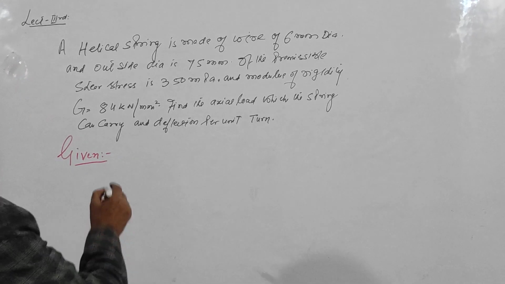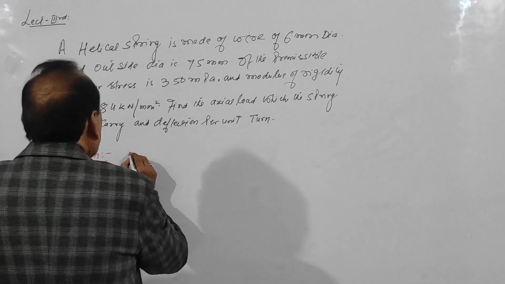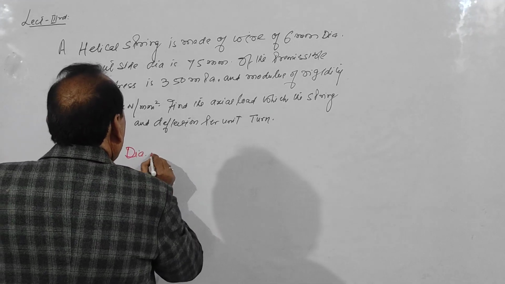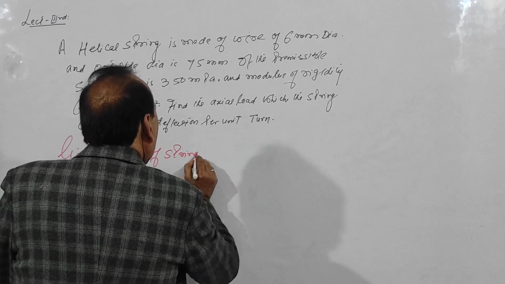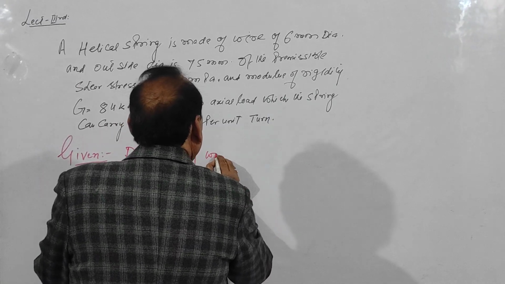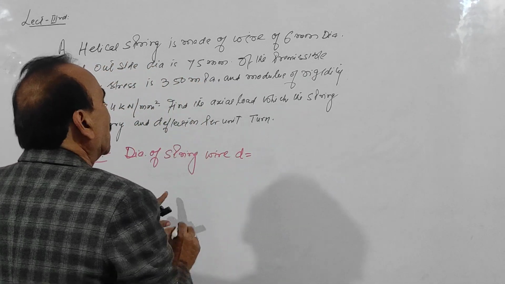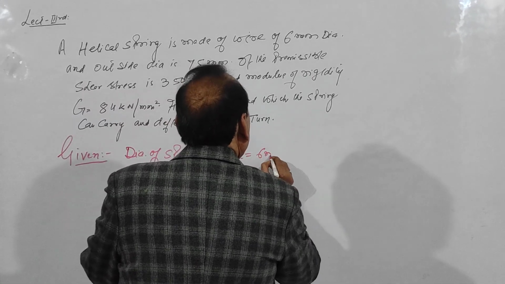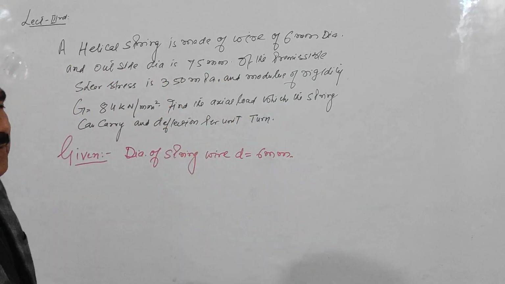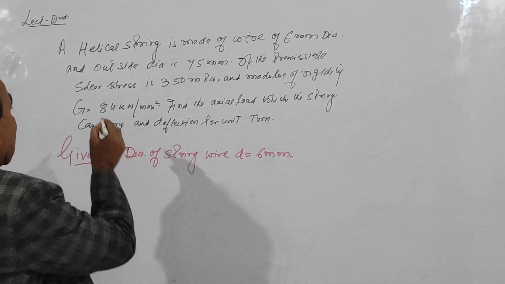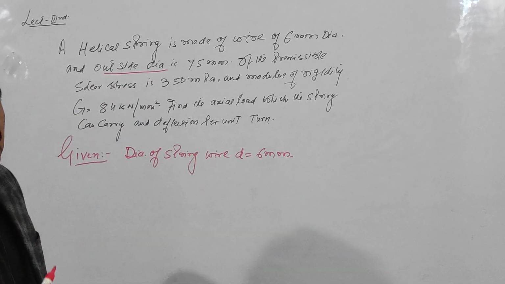So given is a helical spring is made of wire of 6 mm diameter. So you can say diameter of spring wire, d. This is given to you. This is 6 mm. Right? And the outside diameter is 75 mm. This outside diameter is what? This is the outside diameter of the coil.